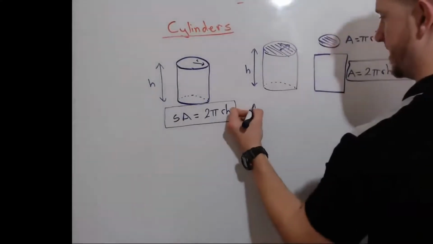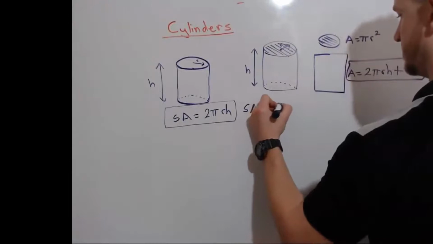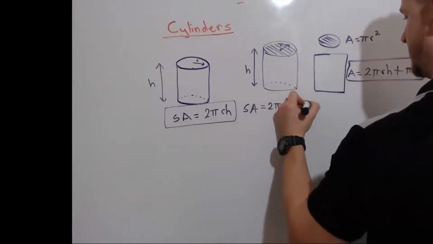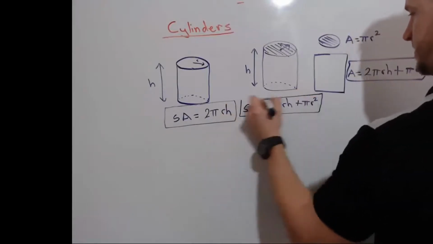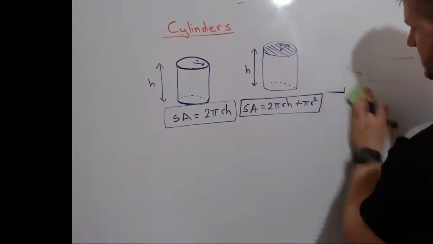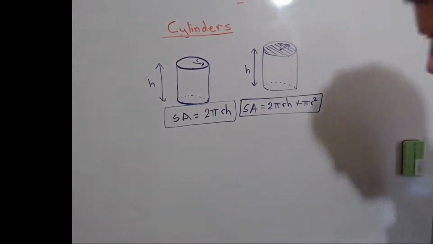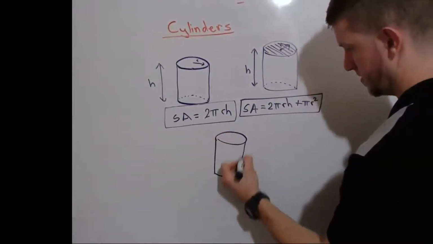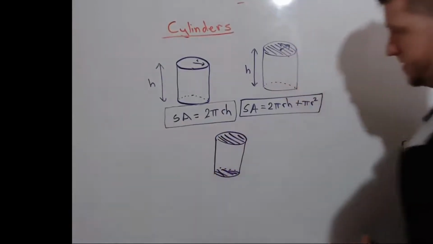So if I rewrite that here, this is surface area. It starts off looking the same as the one with no lid, but now I add a single pi r squared because it has a lid. Now there's one more case, and that is if I had a cylinder with two lids. So if I take the cylinder that I started with, I have my one lid, but now it's got a bottom, it's got two lids.